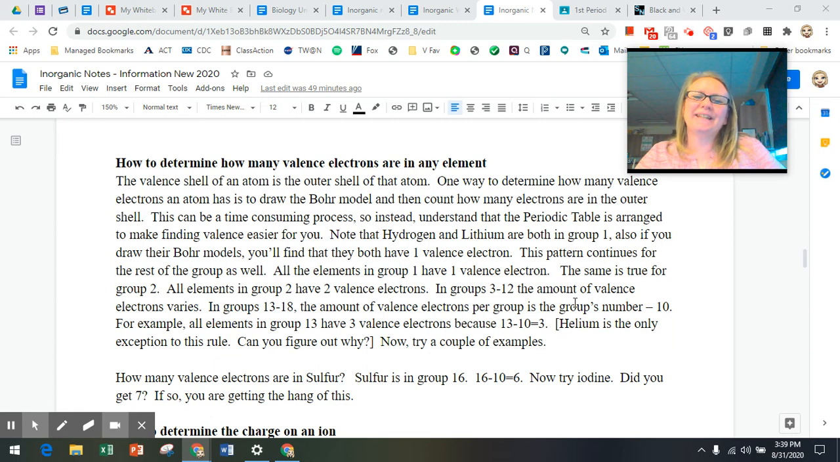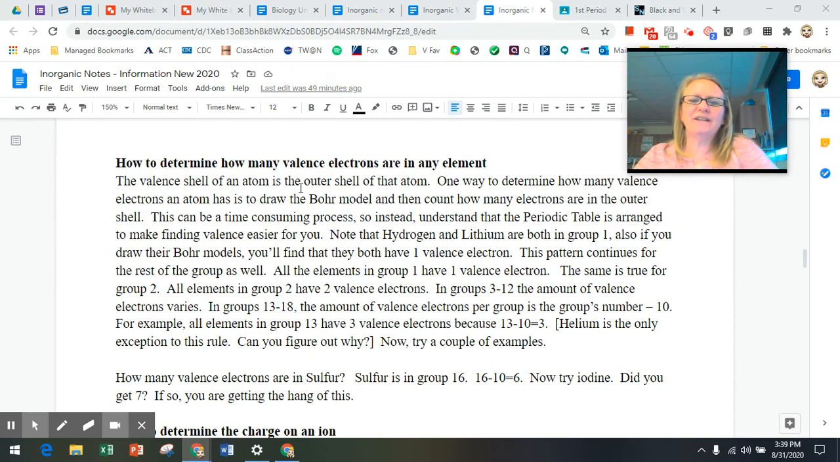Hi, everybody. Let's talk about valence electrons and what they are and how you can find them more quickly on a periodic chart so that you don't have to write out your Bohr model and draw it all out every time just to figure out how many valence electrons something has. The directives that you'll find here on the sheet where it says how to determine how many valence electrons are in any element should be enough to help you figure this out, but I'll go over it with you quickly.